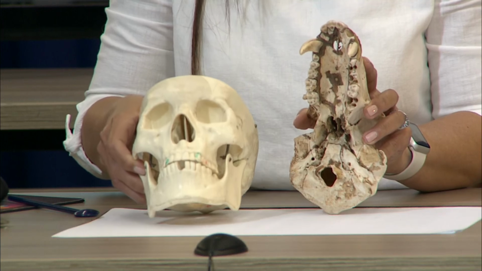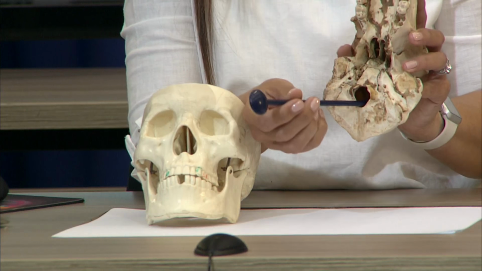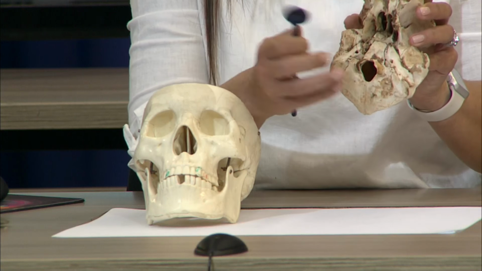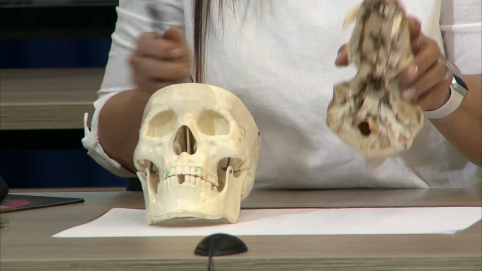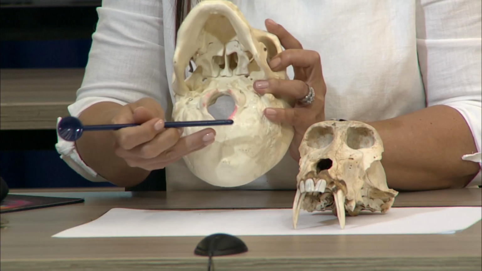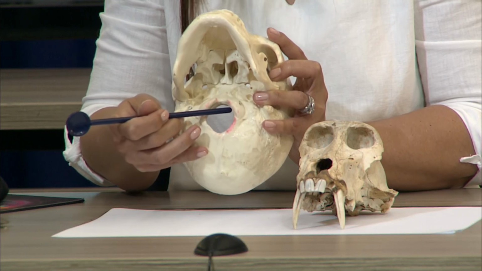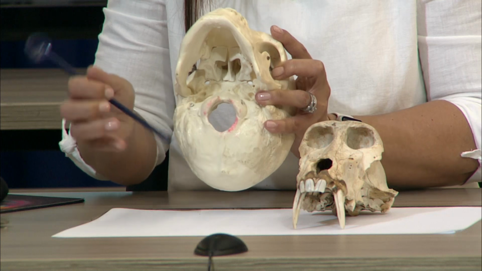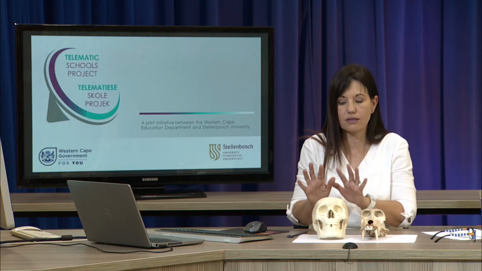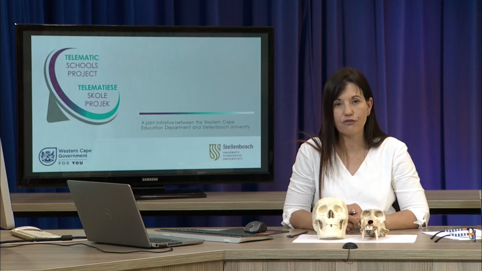Then it's the position of the foramen. In the ape, it is more to the back, meaning to the back of the head, and in humans it is more forward. You have to use the words more forward in position. So those are the major differences between the skull of humans and the skull of apes.